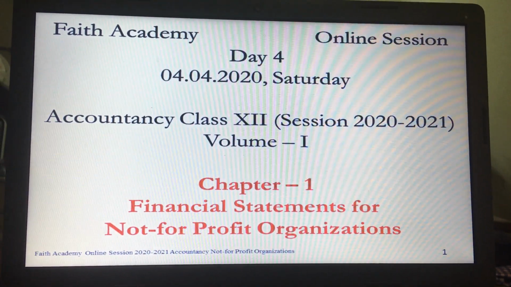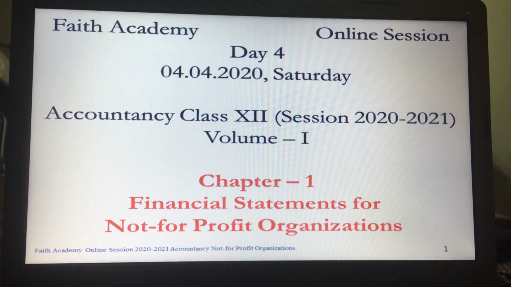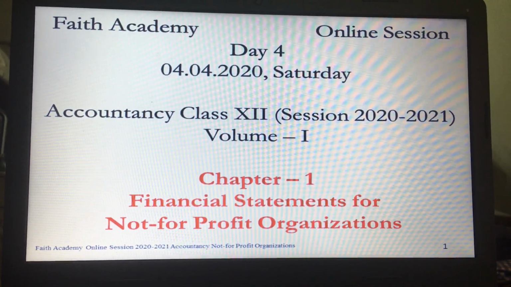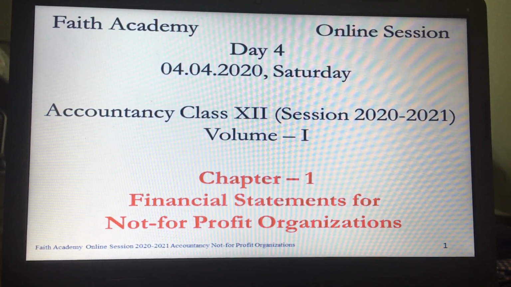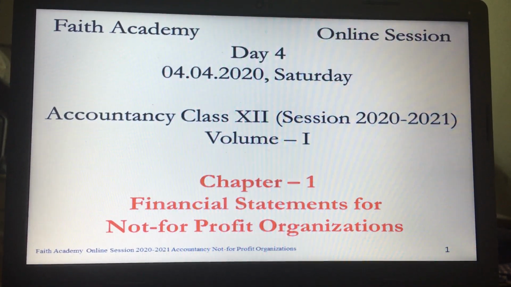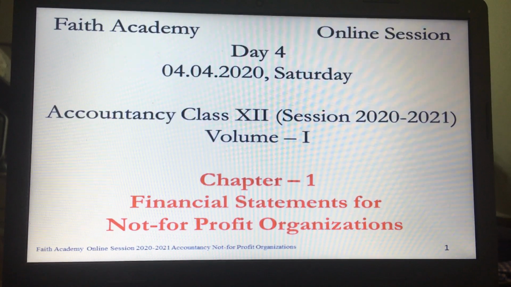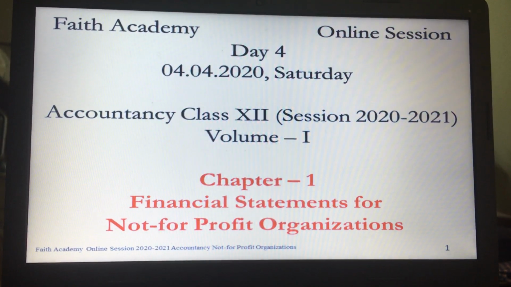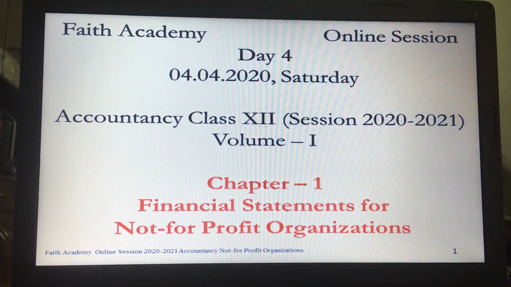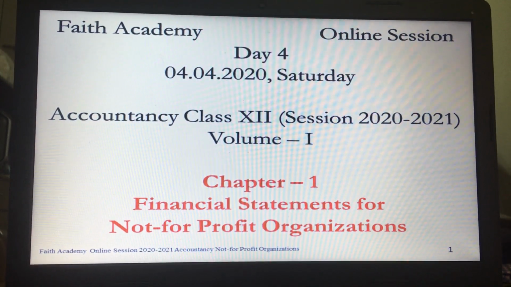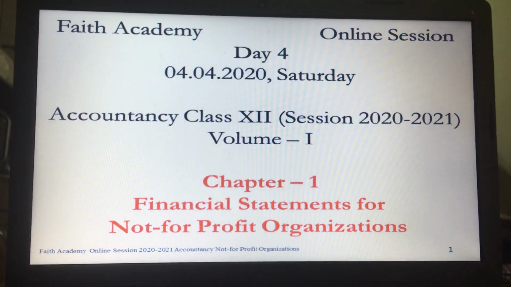We have covered 3 sessions on financial statements for not-for-profit organizations. Today is going to be the last session of not-for-profit organizations. In day 1, 2, and 3, we have covered terminology and definition and features of not-for-profit organization, how it is different from a profit earning organization.